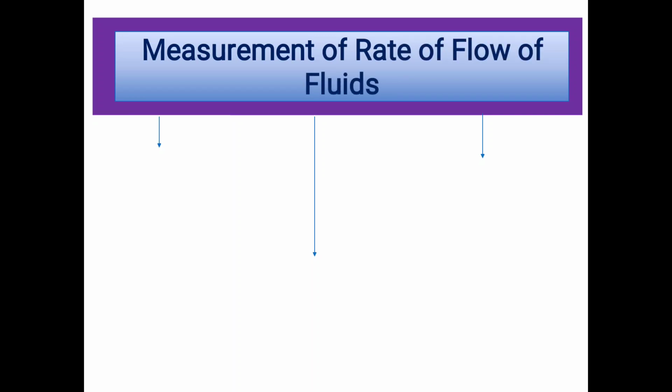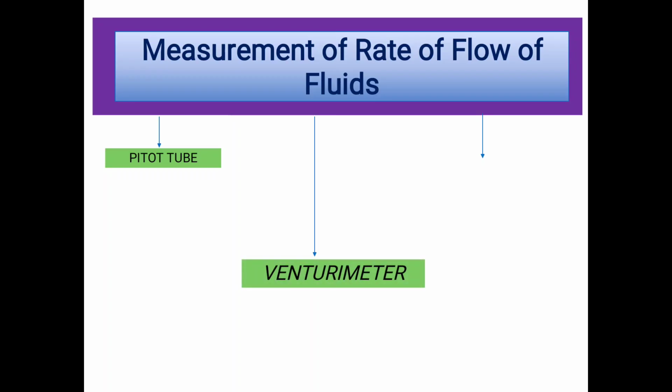Next, measurement of rate of flow of fluid: pitot tube, venturimeter, orifice meter. So this is the equipment used for measurement of flow of fluid: pitot tube, orifice meter and venturimeter. You have to remember this.